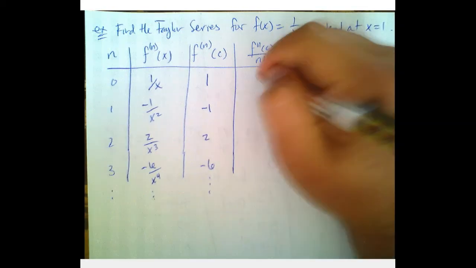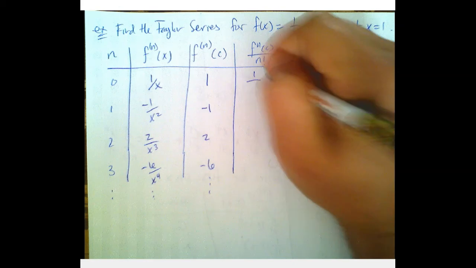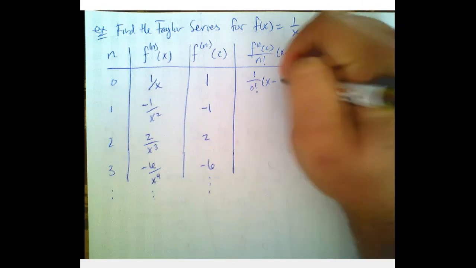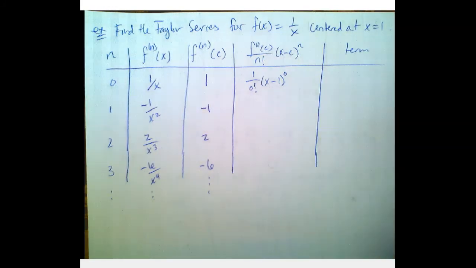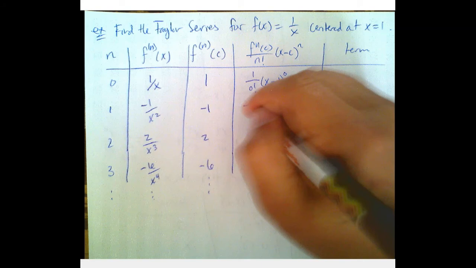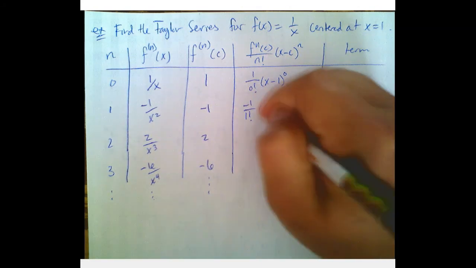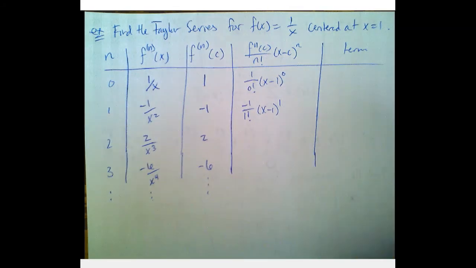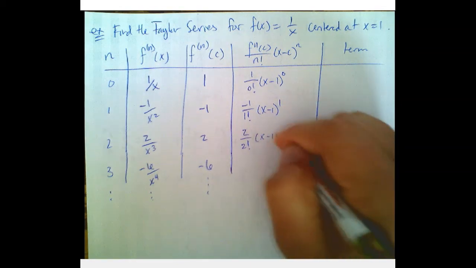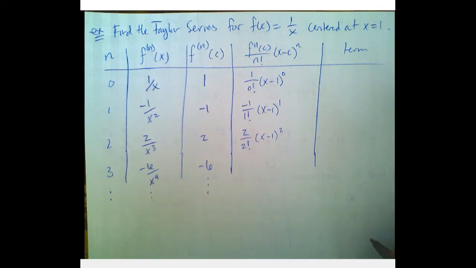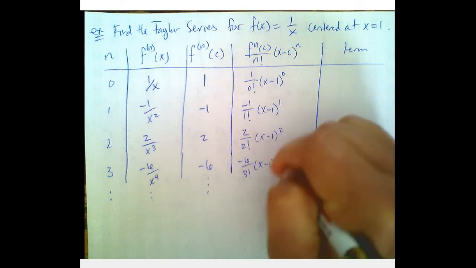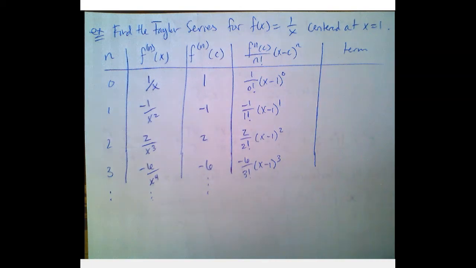So here our terms are going to be 1 over 0 factorial times x minus c, which is 1, to the 0. This guy is going to be negative 1 over 1 factorial, x minus 1 to the first. 2 over 2 factorial times x minus 1 to the second. Negative 6 over 3 factorial times x minus 1 to the third, and so on.